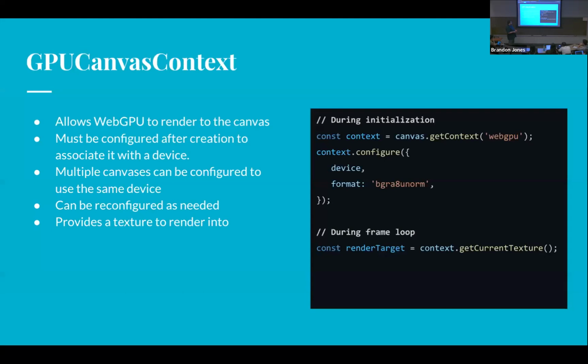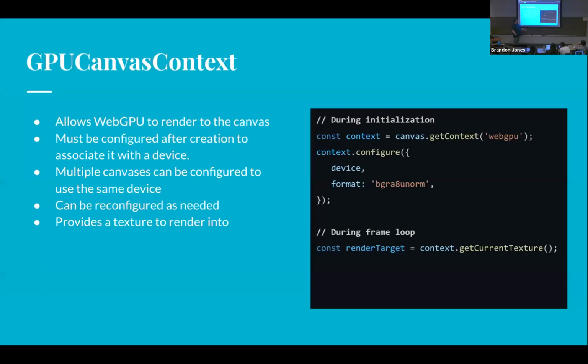And then the last kind of initialization section of objects that we get back is the canvas context. Now this comes from the canvas like the WebGL context does, but it is way, way more limited. About the only thing you can do with it is configure it to work with the device and get a texture out of it. That's it.